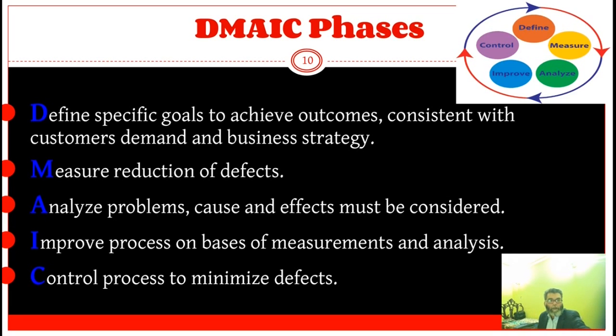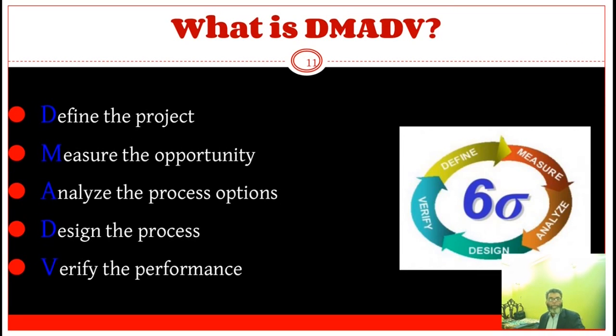And the third one, DMADV, that is define, measure, analyze, design and verify, or design for Six Sigma. Features have 5 phases. Define the project, measure the opportunity, analyze the process option, design the process and verify the performance. Or in other sense, define the design goals that are consistent with the customer demands and enterprise strategy.